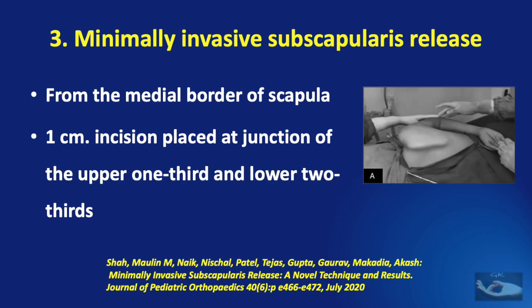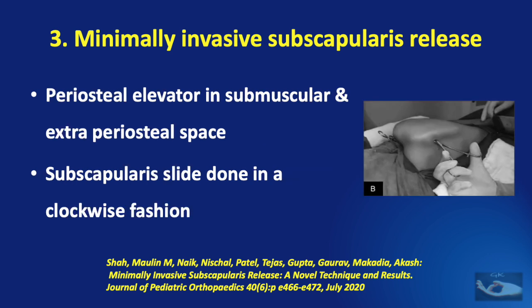The third technique, minimally invasive subscapularis release, is done from the medial border of the scapula by a 1 cm incision placed at the junction of the upper 1/3 and lower 2/3. First a hemostat and then a periosteal elevator is introduced in the submuscular and extraperiosteal space. The subscapularis slide is done in a clockwise fashion according to this paper.